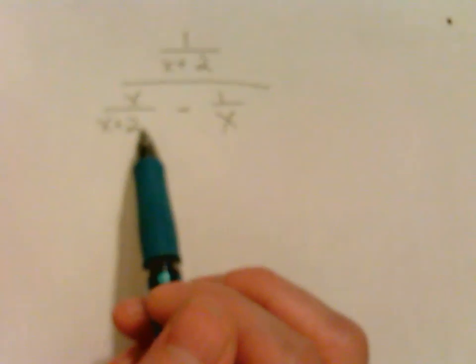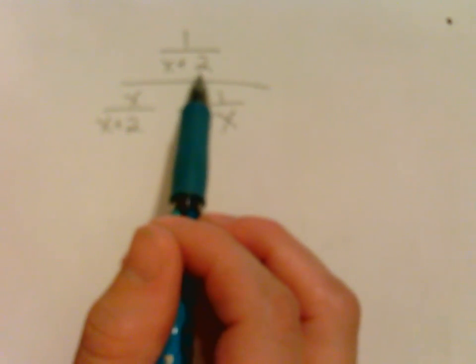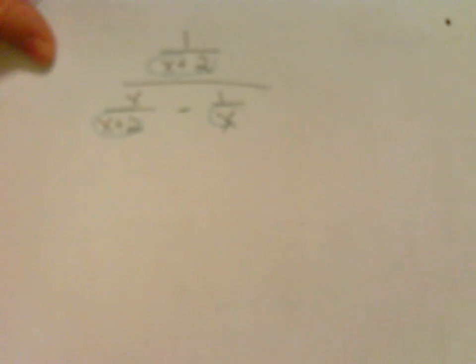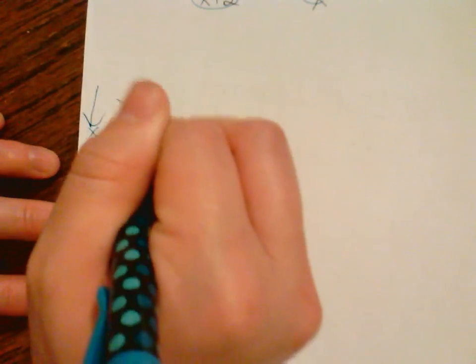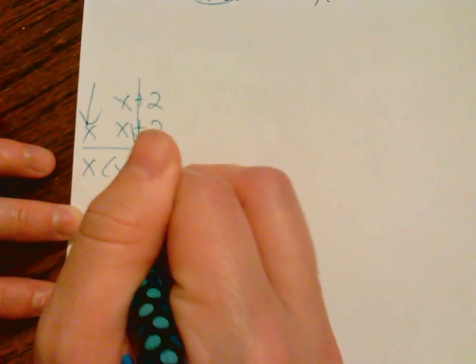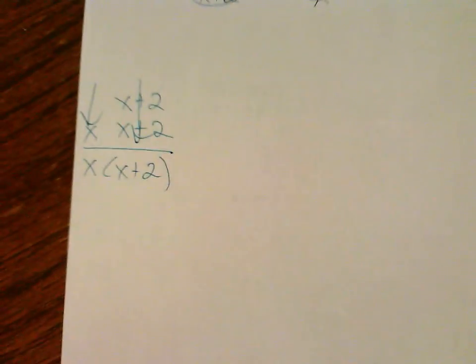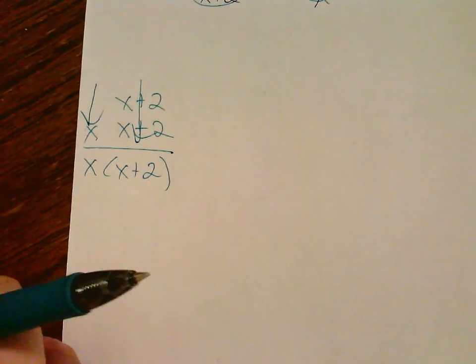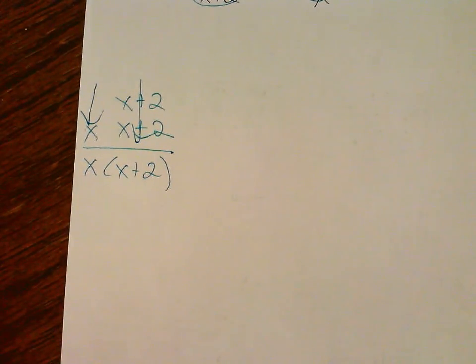What you're going to want to do is find the LCM. You're going to point out your denominators. So I got x plus 2, and x. I just like my x's on the left-hand side. LCM, just bring everything down. So my LCM is going to be x times x plus 2. I'm going to multiply every single term by x times x plus 2.